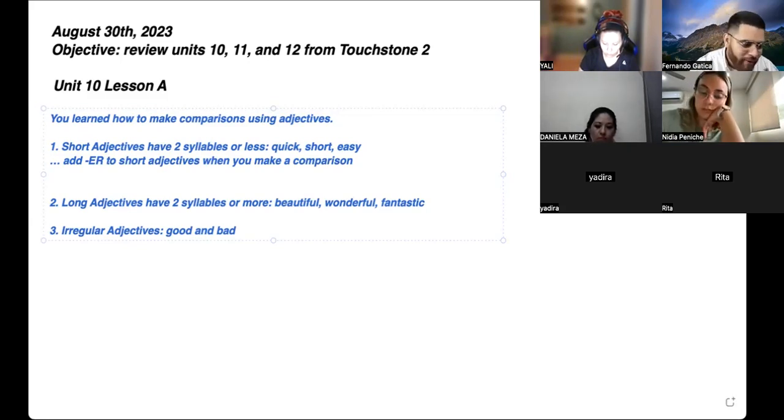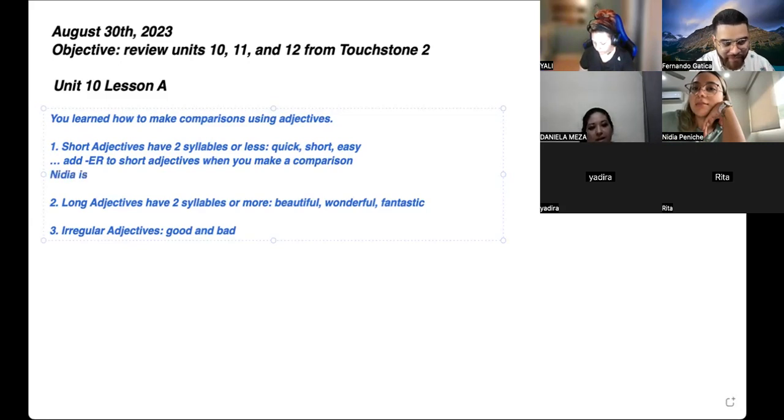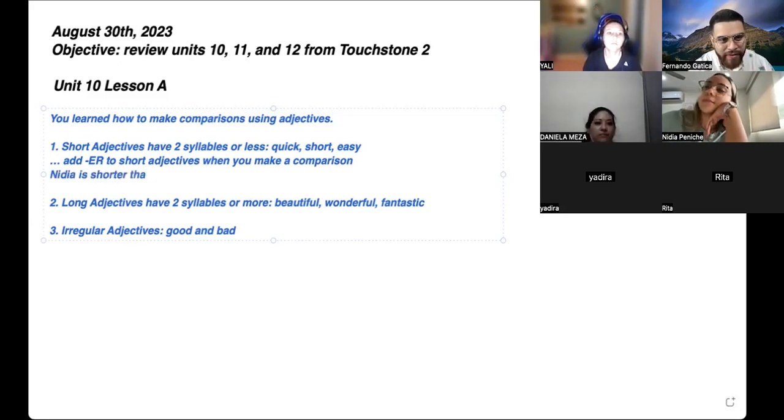For example, how do I say Nidia es más chaparra que Nadia? Nidia is shorter than Nadia. Very good. Nidia is shorter than Nadia. Nidia, Nadia, it's a good song. All right. Well, that's correct. Short, shorter.